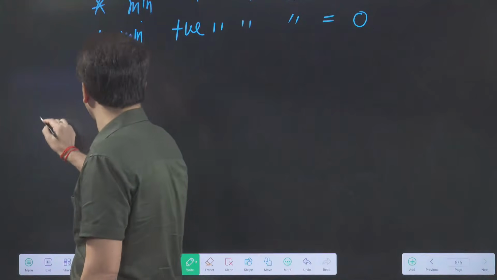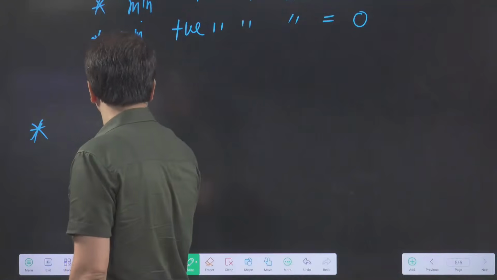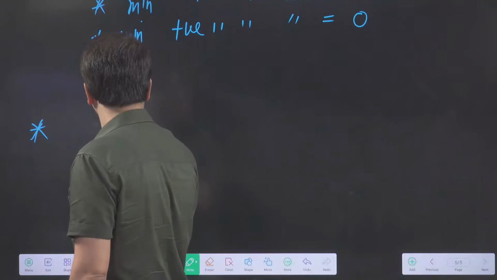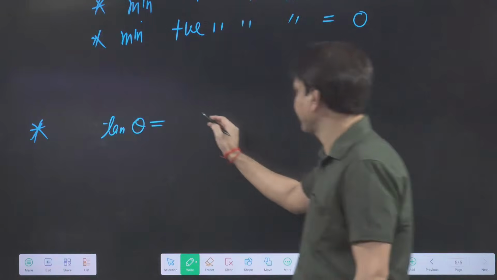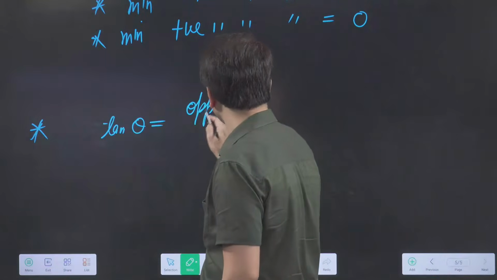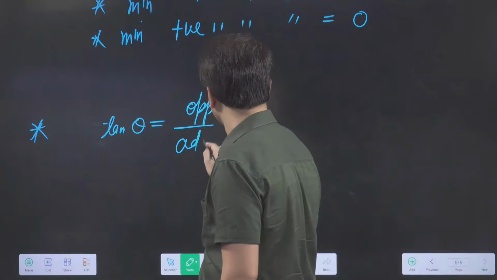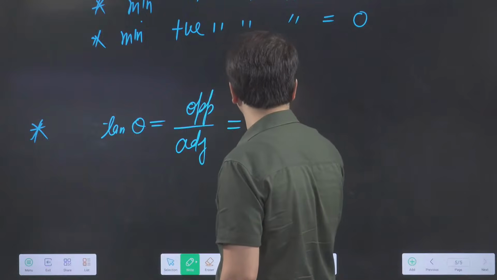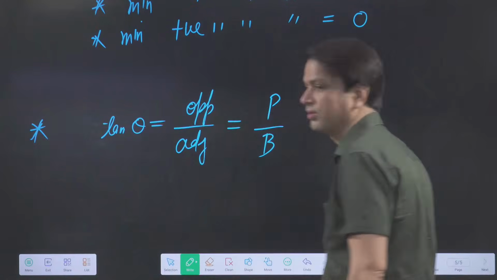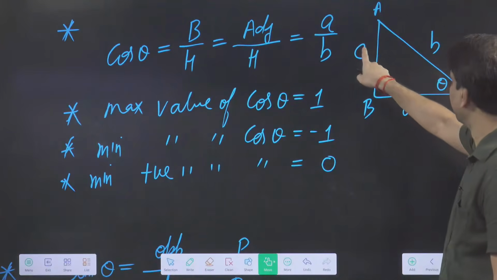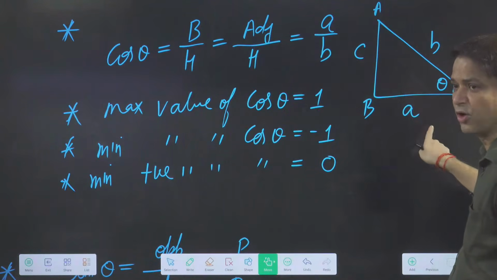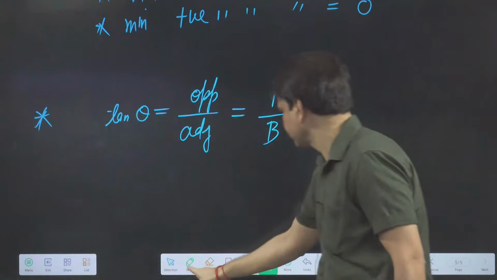Now next is tan theta. So what is tan theta? According to your formula, opposite side upon adjacent side, or perpendicular upon base. And in this triangle, if I'm asking, what is tan theta? Perpendicular is C, base is A, so C by A.